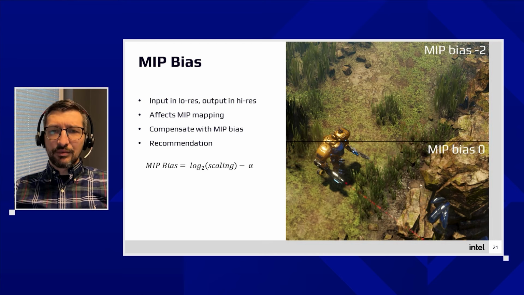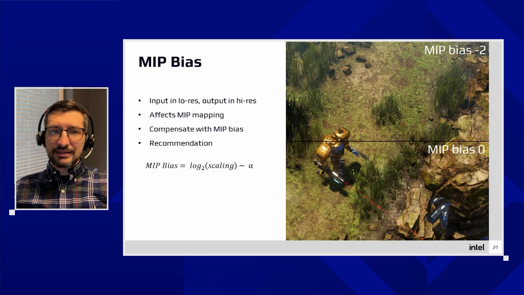We can do that by providing a MIP bias, which is basically an offset to the MIP index picked by the GPU. On the top image, we have the recommended MIP bias for the XeSS quality setting, while at the bottom, we have no MIP bias at all. You can see the difference in quality, especially on the texture details. Without the bias, the textures are significantly more blurry.